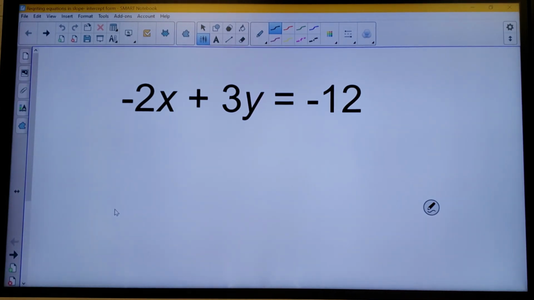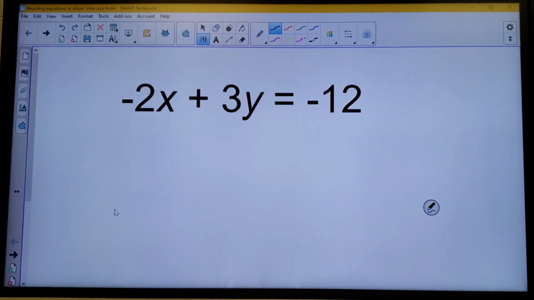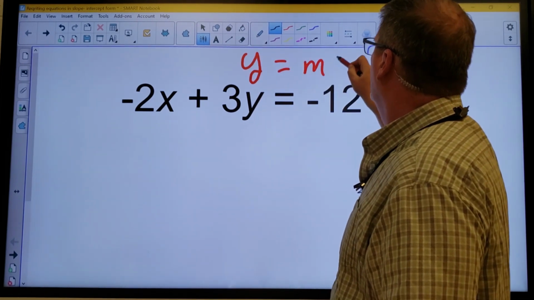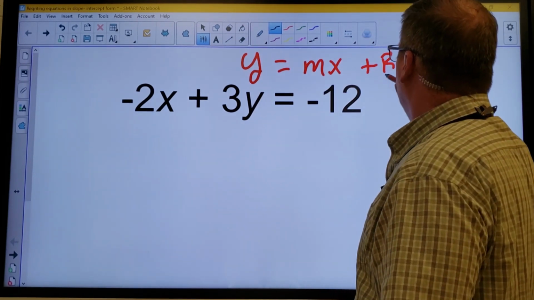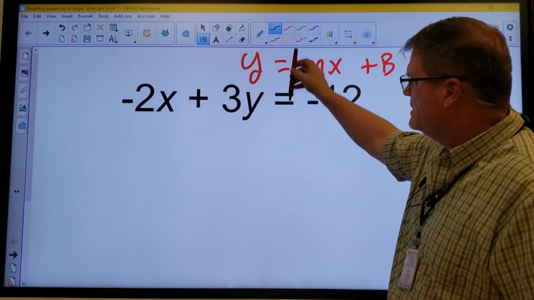in the slope-intercept form. What I do is I have my equation up here that I want to change, and right above it, I'm going to write the slope-intercept form. And when I do that, I want to make sure that my equal signs are lined up. So right above here, I'm going to write y equals mx plus b. So our equal signs are lined up.